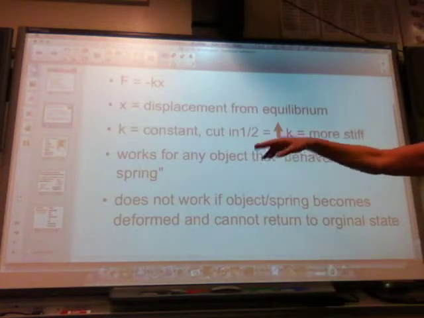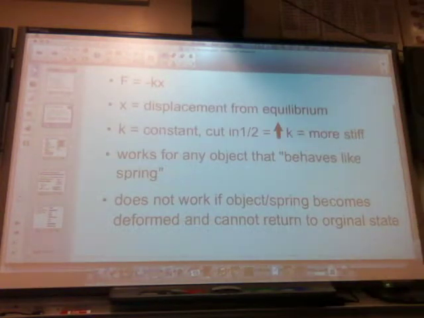If an object says it behaves as a spring, you can use the equation F equals kx, so it doesn't have to be a spring, right? It could be a rubber band. It could be a piece of elastic. Anything that it claims works like a spring is fine. It doesn't work if the object or spring becomes deformed. So if you look at some of my springs, sometimes they get too stretched, and once they get too stretched, they don't act the same, right? So Hooke's law is nice and linear, and then you get to a certain point where it is no longer linear because you've basically messed up the spring.